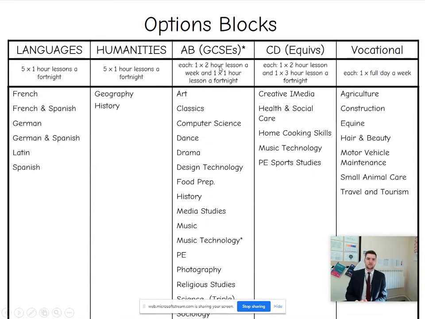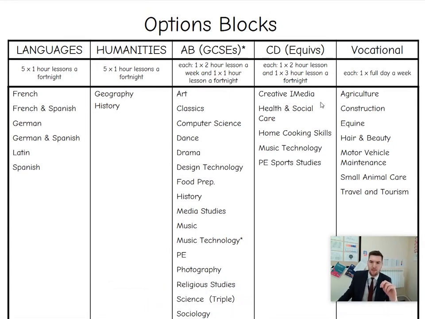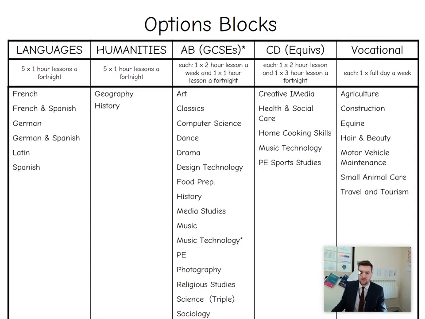So this is our options blocks, okay? This is how we build up your timetable next year. So your language blocks, you get 5 lots of 1-hour lessons a fortnight, same with humanities, and then these are your options, okay? These are the two subjects you can choose, which are your free options. You can have a look down there. These are our equivalents. It tells you the time weighting there, and our vocational. But remember, the vocational is taught at college, so it is 1 full day a week at college.